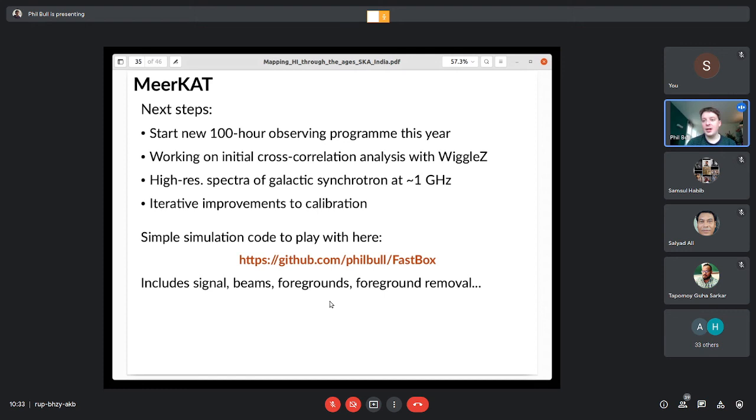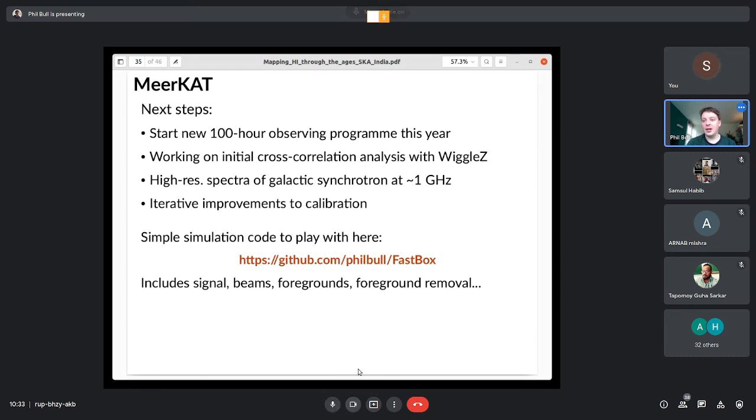And we already have pretty nice spectra of the galactic synchrotron that might be interesting to foreground people. And this is all, again, in the context of making iterative improvements to the calibration. I also want to advertise a simple simulation code that I've been working on called Fastbox, which, if you're, again, trying to study systematics and foreground removal and stuff like that for these lower frequencies, that should be pretty great. Thank you very much for your attention.